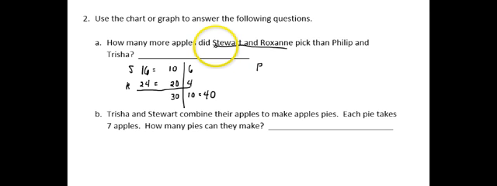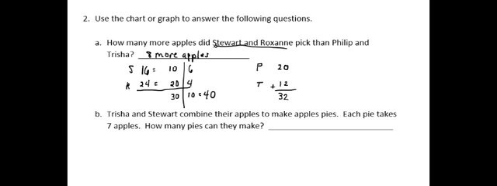I'm going to do the same thing for Philip and Tricia. Philip picked 20 apples. Tricia picked 12. I can do that in my head. That's a total of 32. To find the difference between the two, the difference between 40 and 32 is 8. So they picked 8 more apples than Philip and Tricia.